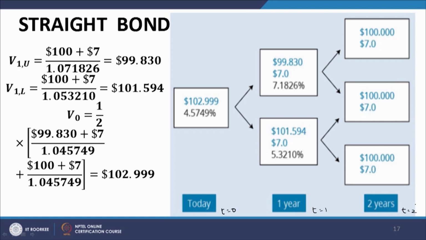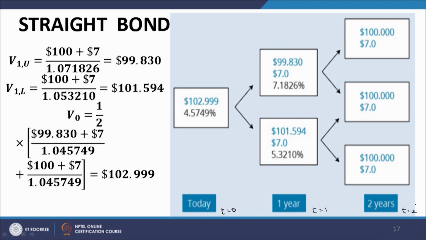Now, the interest rates for the period t equal to 1 to t equal to 2, that is F12, the forward rate operating for the second year, starting at t equal to 1 and terminating at t equal to 2. The forward rate can take any of 2 values. The 2 values are 7.1826% and 5.3210%. Let me repeat, the forward rate at t equal to 1, that is the rate relevant for the period from t equal to 1 to t equal to 2, can take any of these 2 values that I mentioned just now.